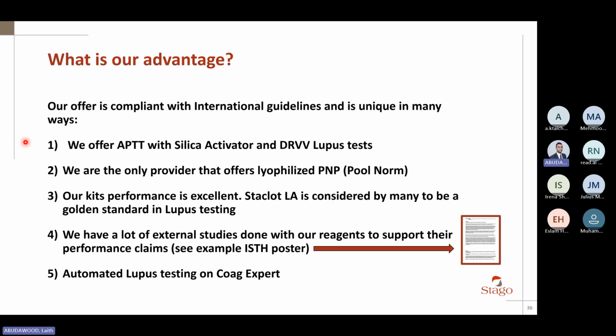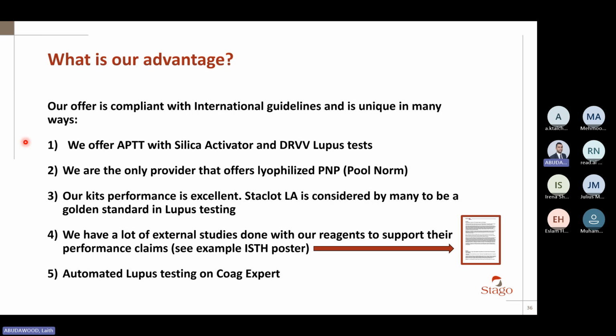Double click. This is an ISTH poster that was published just a few weeks ago. It will show you the performance of PTTLA and the STACLOT-LA against Siemens and Werfen reagents. You can see that they have superior performance, 100% accuracy. So this exactly also points to the fourth point. And the same, by the way, applies to DRVV. We have plenty of studies that support their excellent performance.